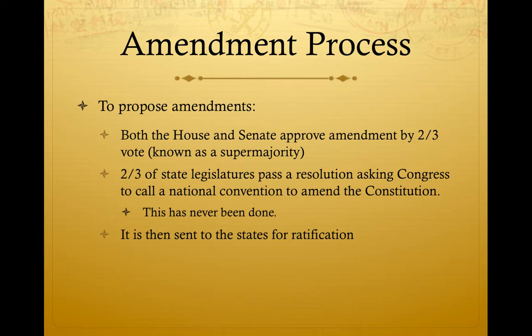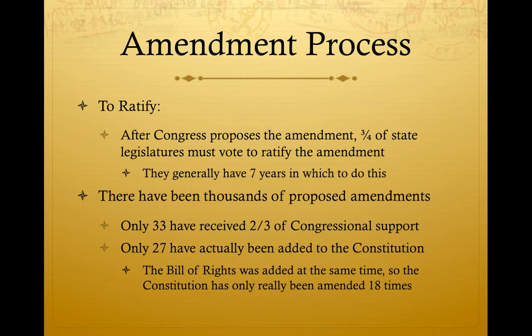After the House and the Senate approve the amendment, it's then sent to the states for ratification. First, the Congress has to agree, and then the states have to agree. After Congress proposes it, 3/4 of the state legislatures must vote to ratify the amendment. They usually have 7 years in which to do this.